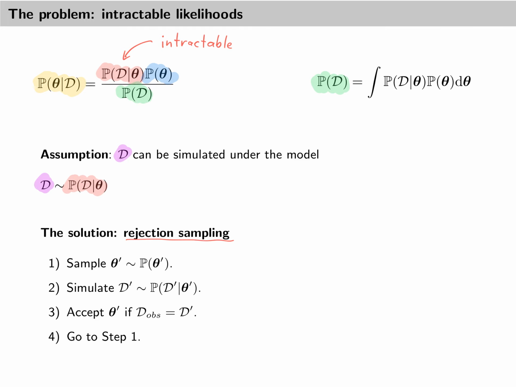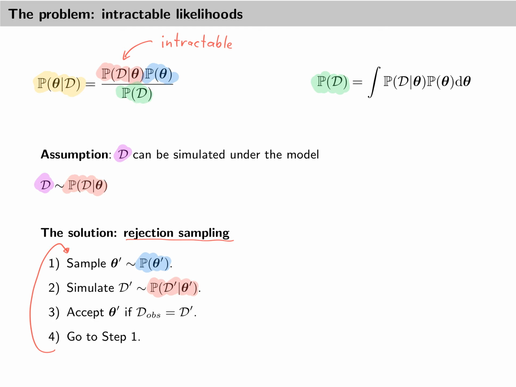In the first step, we sample a candidate parameter vector theta prime from the prior distribution. In the second step, we simulate some data d prime from the likelihood function, that is, under the model with parameters theta prime. We then accept that candidate vector theta prime if the truly observed data d obs matches the simulated data d prime. We then go back to step 1 and repeat these 3 steps of sampling from the prior distribution, simulating data, and accepting or not for as long as we wish. This algorithm generates samples directly from the posterior distribution.